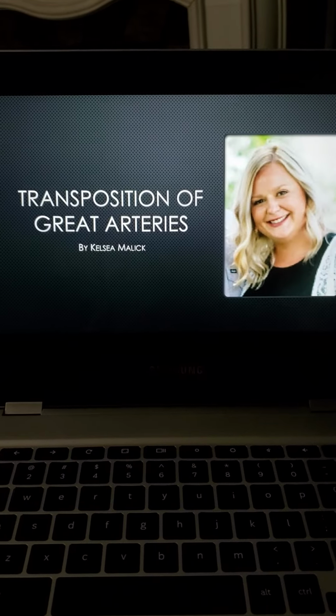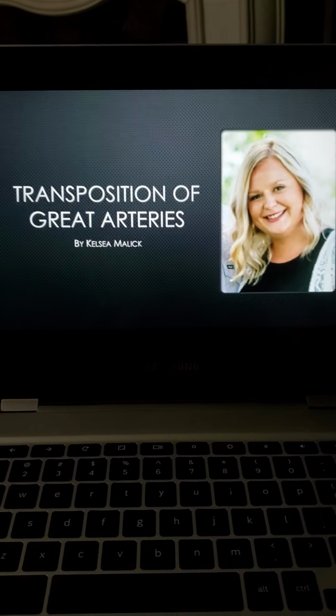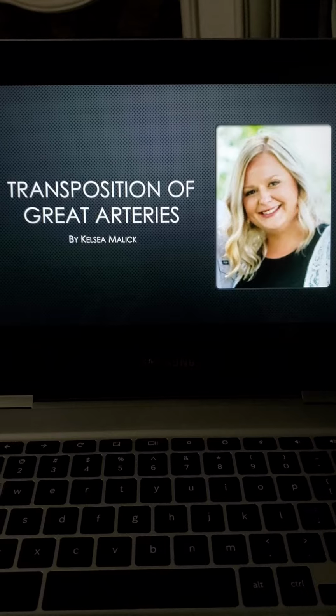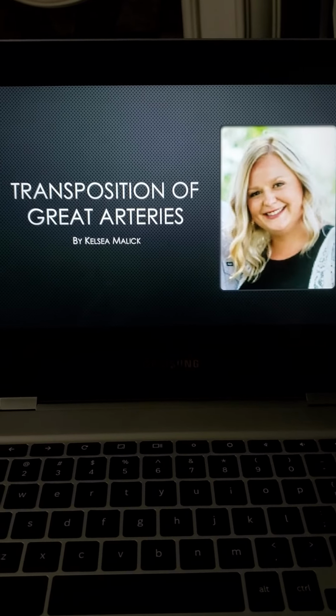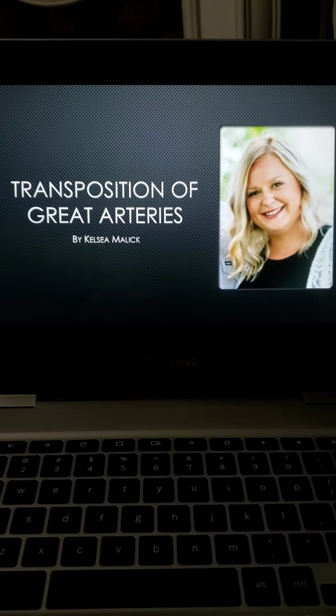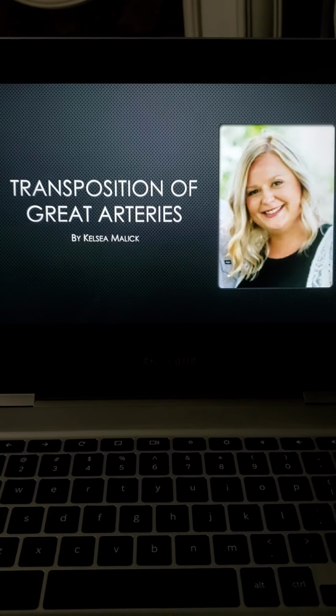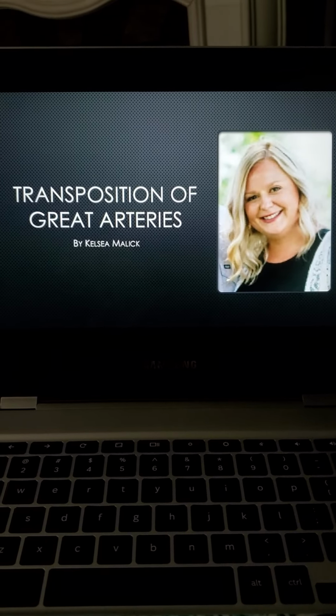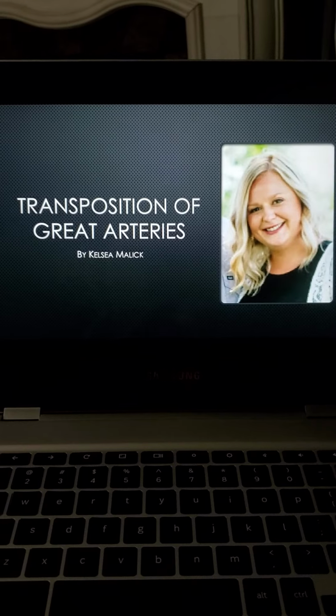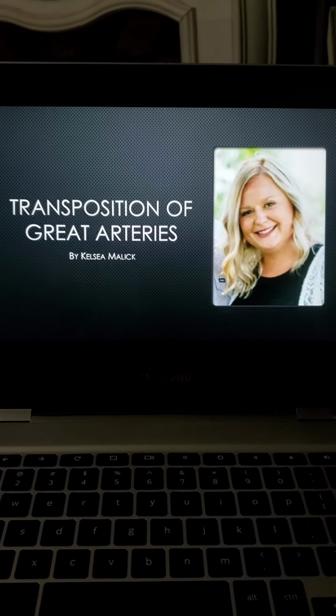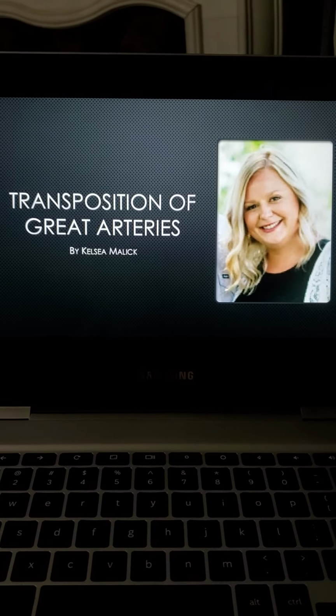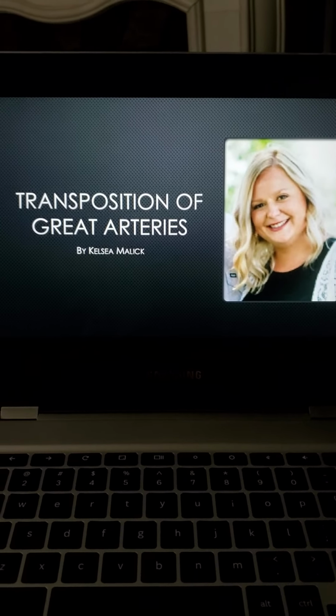So the pulmonary artery would be connected back with the right ventricle, and the aorta would be connected back to the left ventricle. And respiratory therapists may be involved with the treatment of the baby after surgery as well, if they're still on a vent or anything like that.